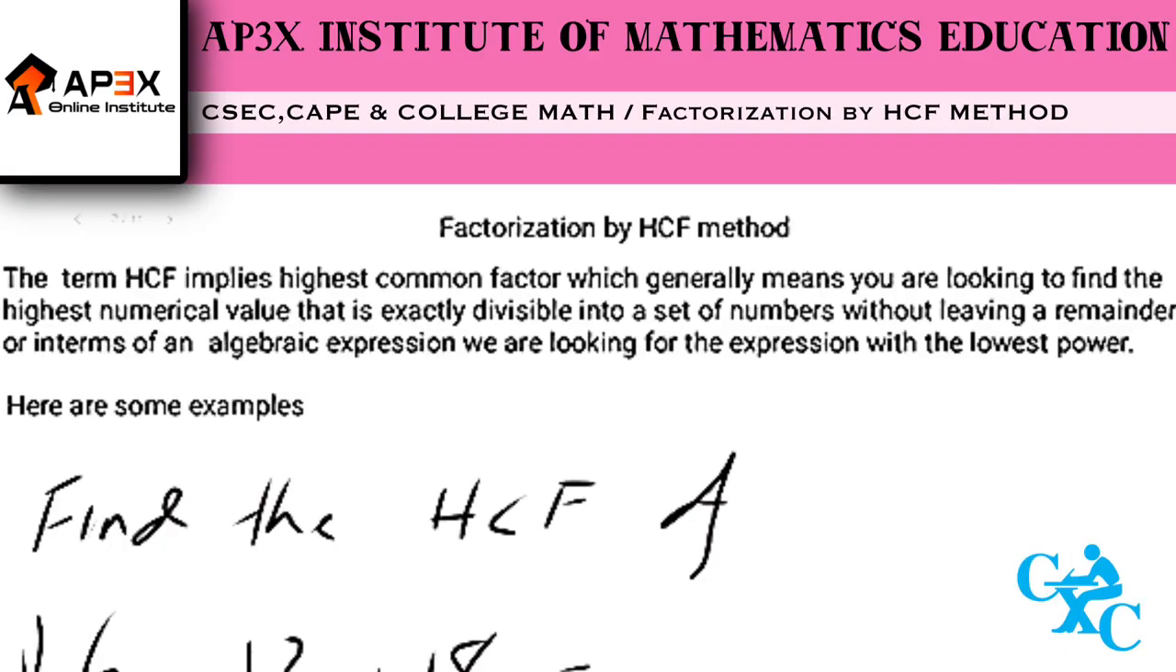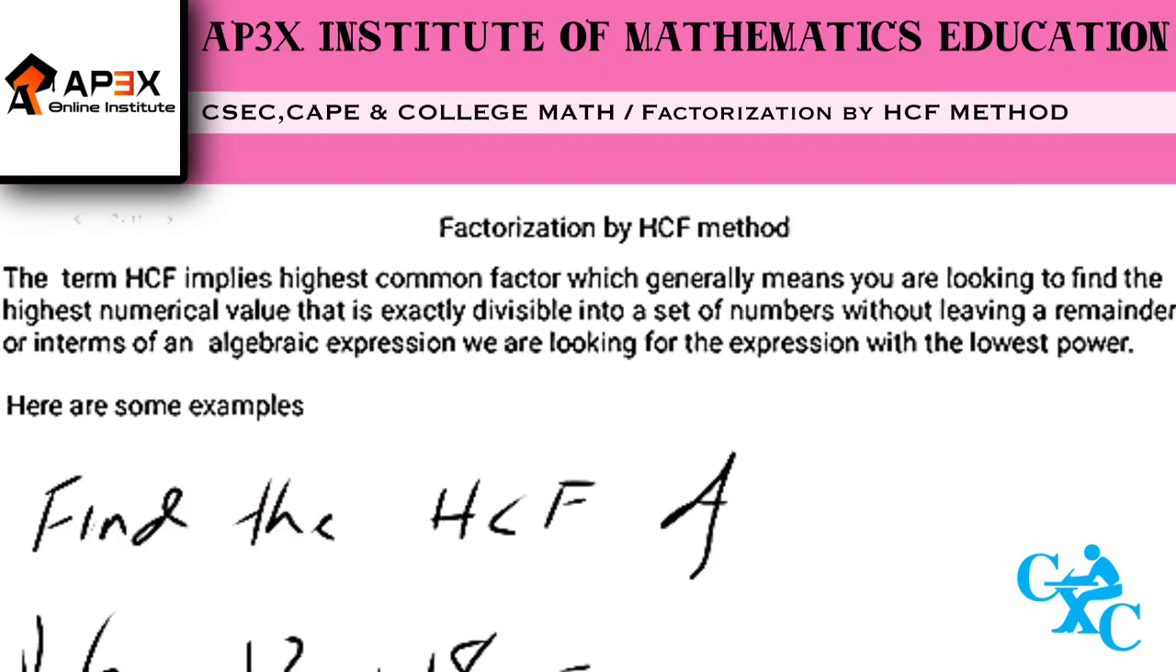We're going to be kickstarting by looking at the definition of factorization. And the term HCF, as a lot of you will already be familiar with, stands for the highest common factor. So it implies the highest common factor, which generally means that you are looking to find the highest numerical value that is exactly divisible into a set of numbers without leaving a remainder. But in terms of an algebraic expression, we are going to be looking for the expression with the lowest power.